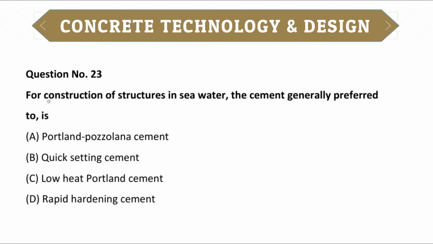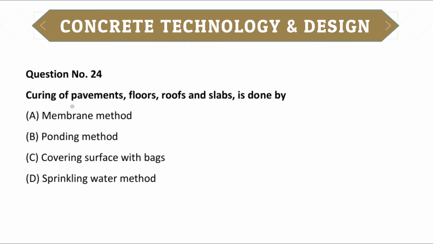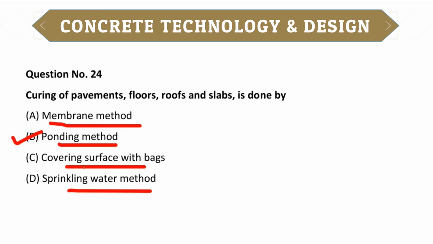So next question, for the construction of structures in seawater, the cement generally preferred is: option A, Portland pozzolana cement; option B, quick setting cement; option C, low heat Portland cement; option D, rapid hardening cement. So the correct answer is option A, Portland pozzolana cement. So next question, curing of pavements, floors, roofs and slabs is done by: option A, membrane method; option B, ponding method; option C, covering the surface with bags; option D, sprinkling water method. So the correct answer is option B, ponding method.